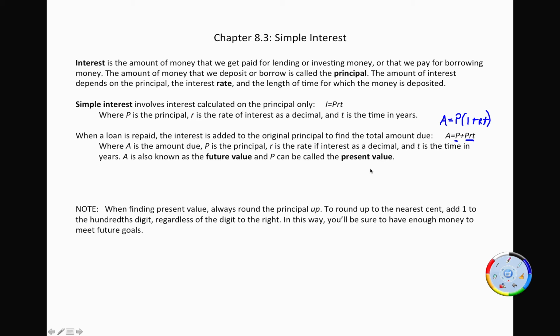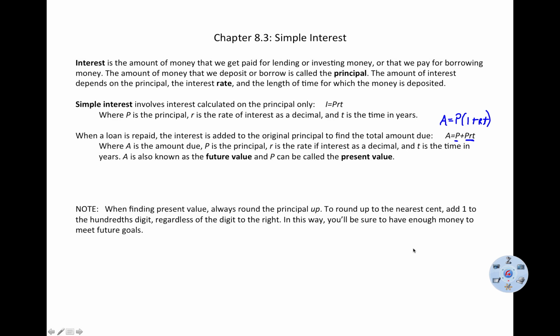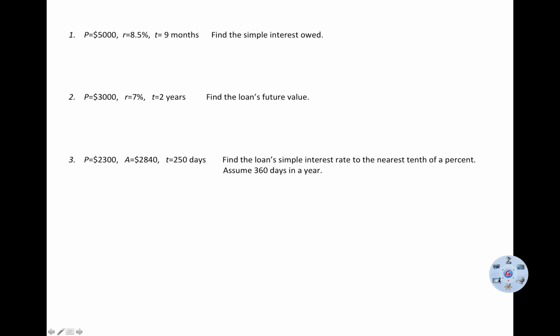Note, when finding present value, always round the principal up. To round up to the nearest cent, add 1 to the hundredths digit, regardless of the digit to the right. Always round up. In this way, you'll be sure to have enough money to meet future goals. And we're going to see this again. Always round up when you're finding the present value. So let's practice that a bit.